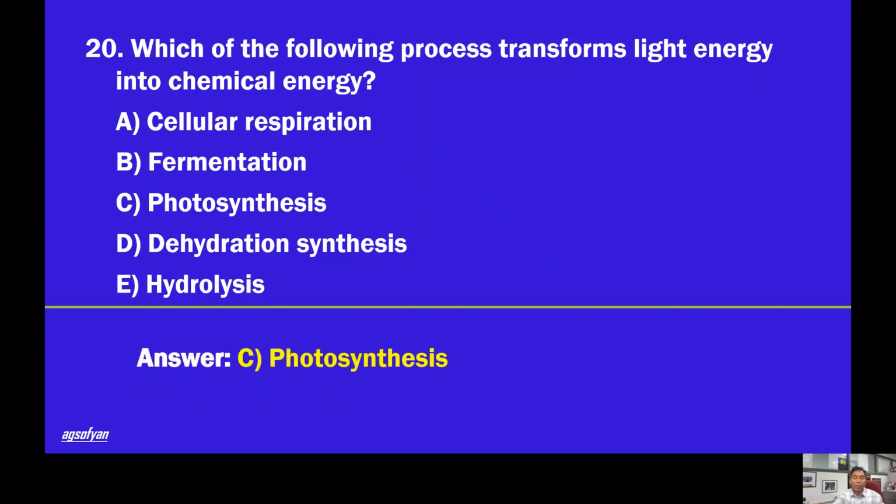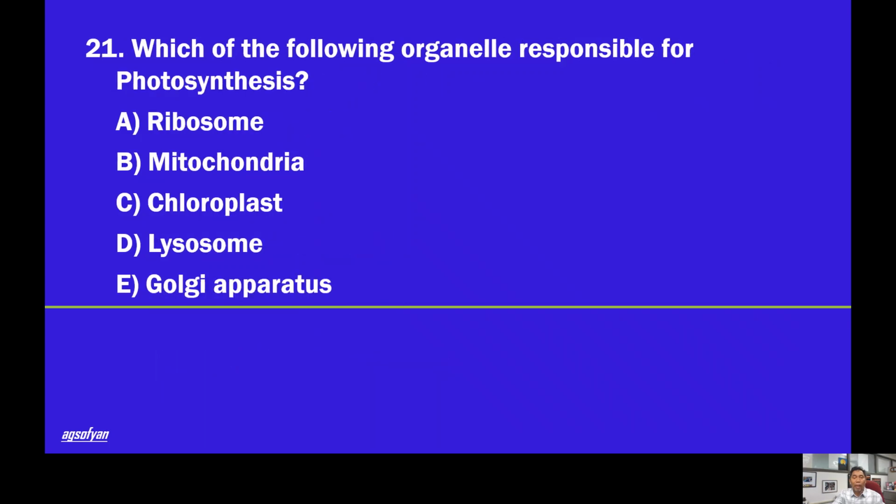Yes, the answer is photosynthesis. The name is telling you: photo means light, synthesis means formation of chemicals or product. So this is the process that transforms the light energy into chemical energy, the food. Number 21. Which of the following organelle is responsible for photosynthesis?